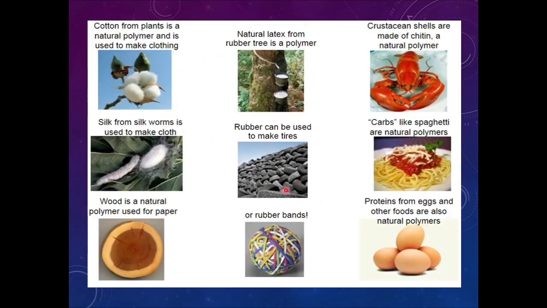And in this diagram you can see examples of natural polymers: cotton, natural latex from rubber trees, silk from silkworm, wood, chitin present in the shells of crabs, proteins from eggs. All these are examples of natural polymers.